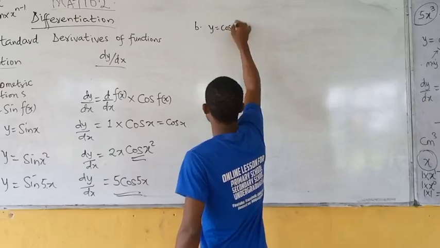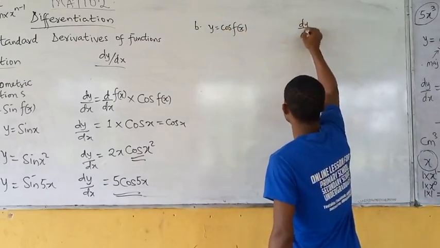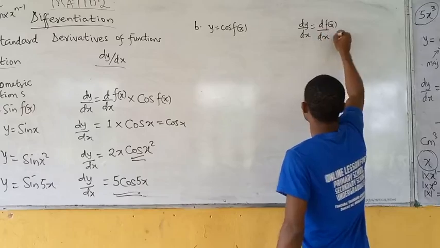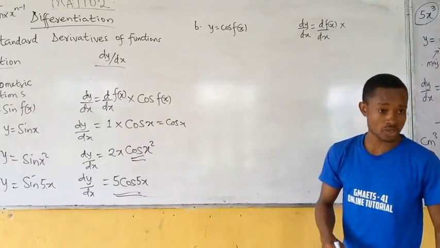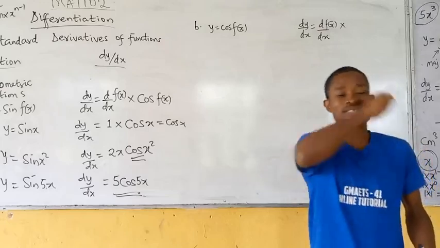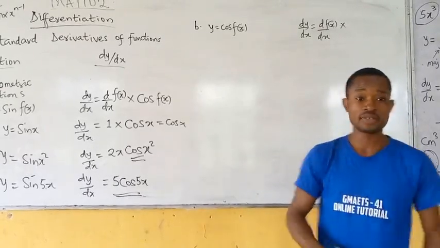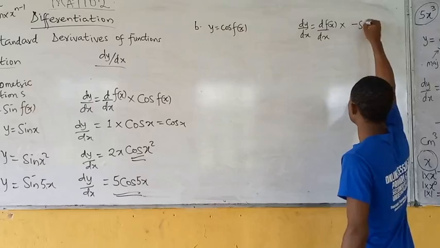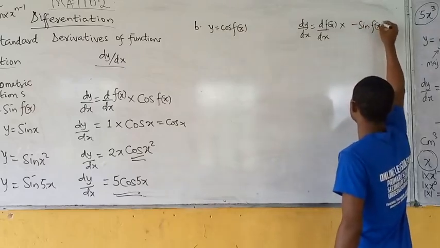Y equal to cos f of x. Your dy dx will give you differentiate the minor times now the standard derivative of the major, cos. If you differentiate cos, it will change to minus sine. So you are expected to memorize that. Are you getting me right? Differentiate the major function now, you get minus sine. Remember to write in front of it the original minor function. Are you getting it right?